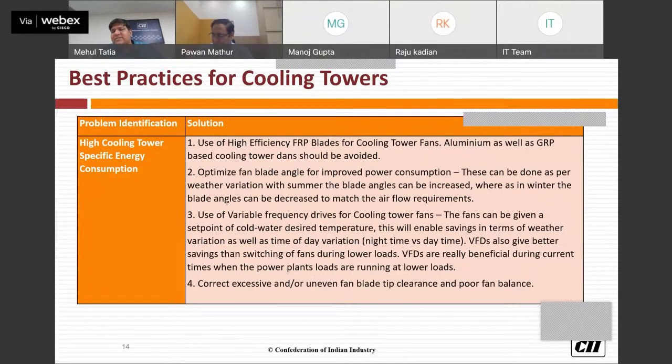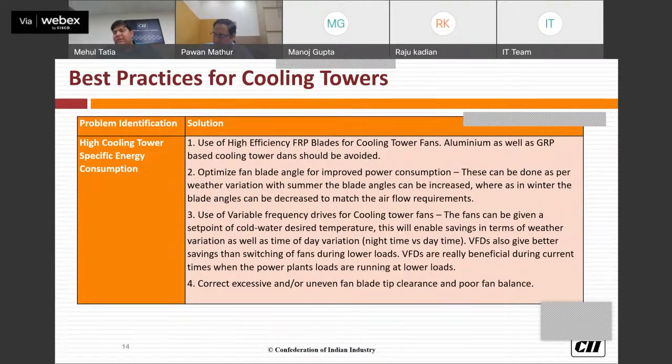Blade angle optimization is something which can be taken up, especially when you are evaluating performance between different seasons, winter and summer. In winters, your cooling tower requirements are lesser, so in that, you can optimize blade angle. In summers, when you require higher airflow, you can again increase the blade angle and so on.